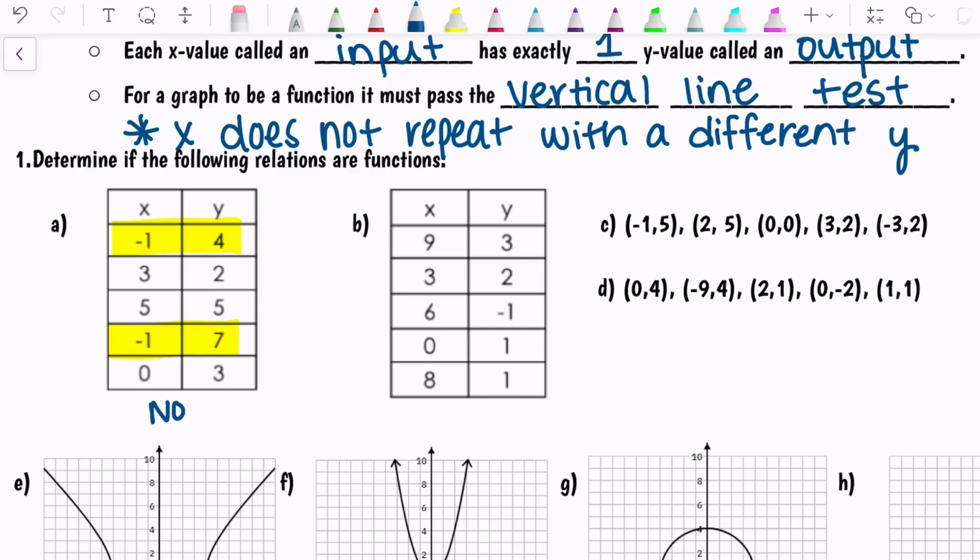Table B, when I'm looking at the x values, I have 9, 3, 6, 0, 8. Since none of the x values repeat, then this is a function. Same thing for my list of ordered pairs. I'm going to look at the x values, -1, 2, 0, 3, -3. None of those repeat, so this is a function. And for part D, I have 0, -9, 2, 0, and 1. And so these 2 points, 0, 4, and 0, -2, the x value repeats with a different y, so that means it's not a function.